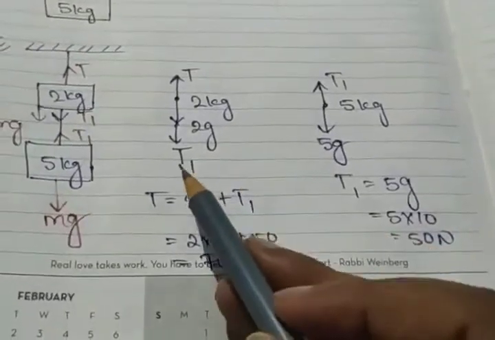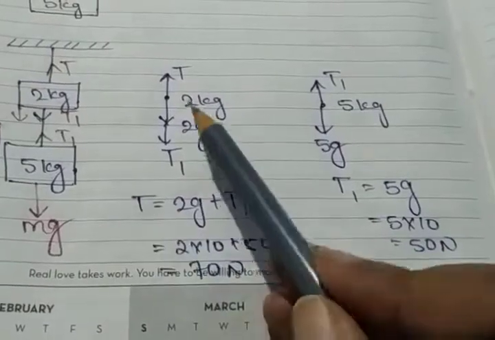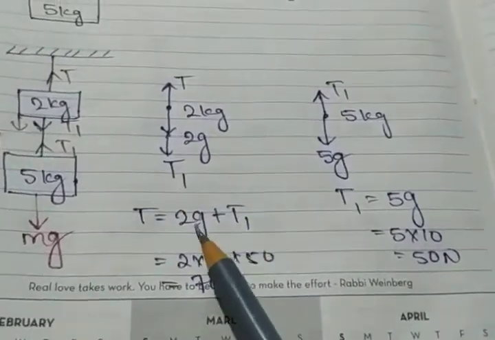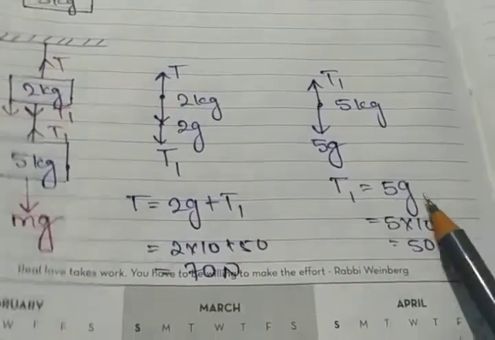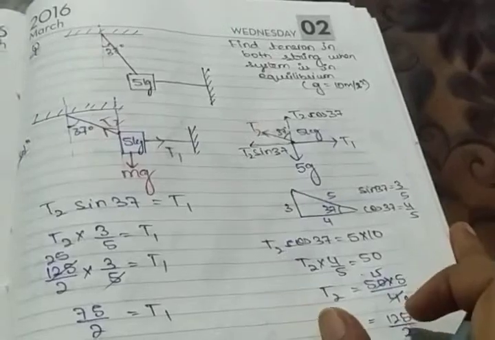In a similar way, for this free body diagram, upward it is T and downward it is 2g plus T1. G's value I know is 10, and T1 we just found out is 50. So 2 into 10 plus 50 is 70.